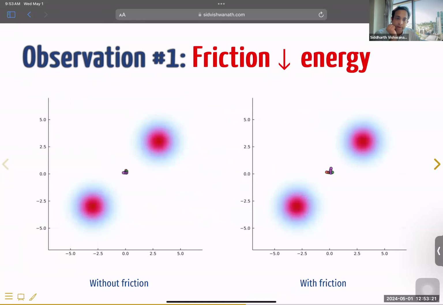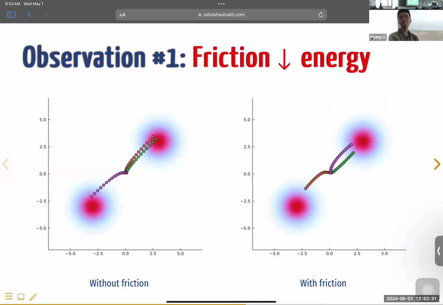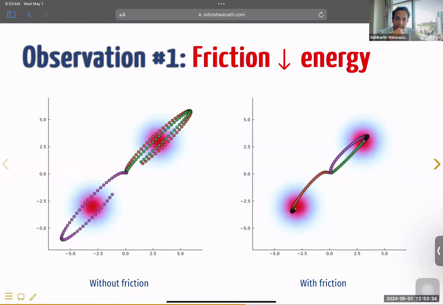And if you were to incorporate this additional friction term into the Hamiltonian flows, what you're going to see is the visualization on the right-hand side. On the left-hand side is the traversal of the isoenergy contours, which is characteristic of Hamiltonian systems. If you introduce friction, the particle is going to slow down and ultimately settle in the modes that you have.